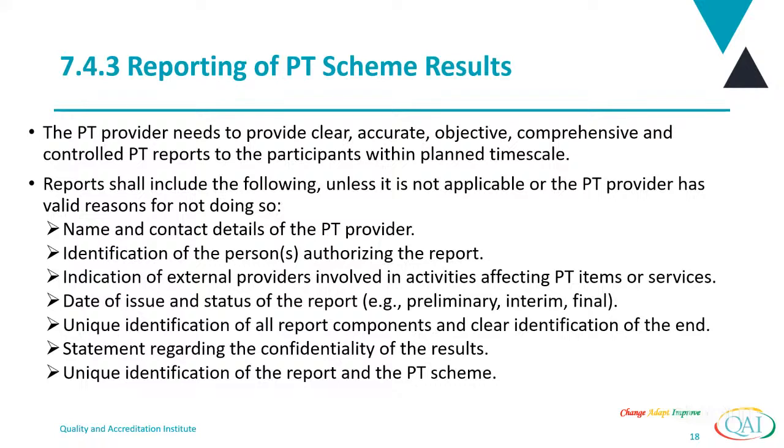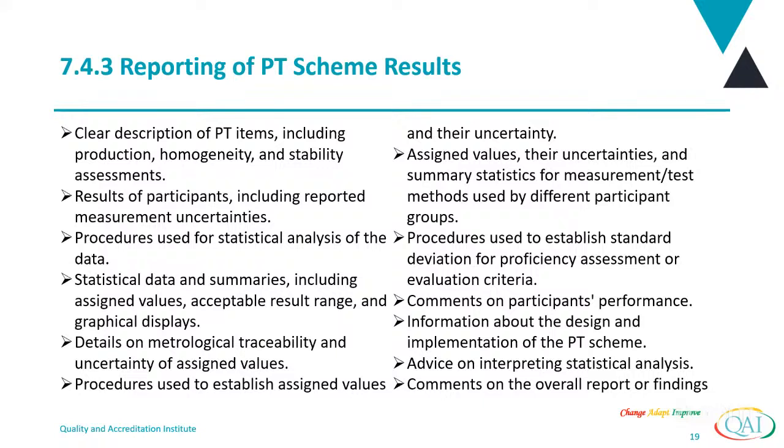Unique identification of all report components and clear identification of the end of the report. Statement regarding the confidentiality of the results, unique identification of the report and the PT scheme. Further, a clear description of the PT item, including production, homogeneity, and stability assessments. It should also include results of the participant, including reported measurement uncertainties, procedures used, the statistical data, the metrological traceability, the assigned value and their uncertainties, the procedure that has been used by the PT provider to establish the standard deviation for proficiency test assessment or evaluation criteria, comment on the performance of the participants, the design and implementation of the PT scheme, and also advice on interpreting statistical analysis, and comment on the overall findings of the report.